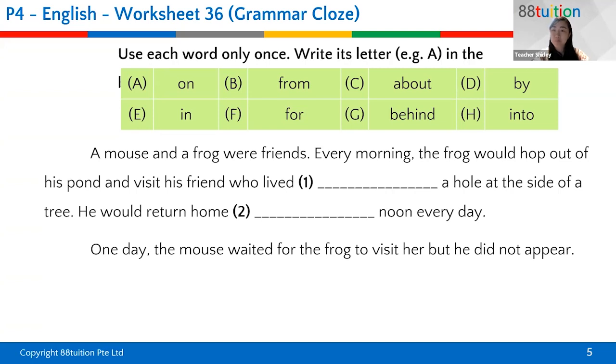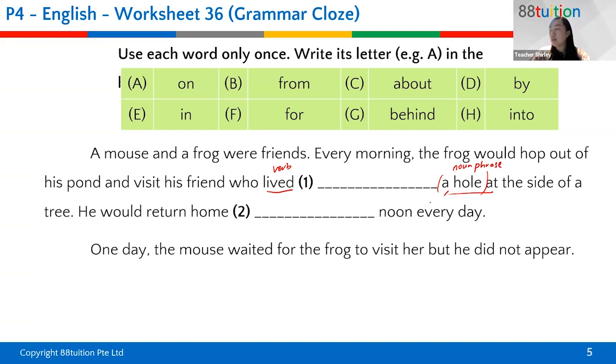Jara, please. A mouse and a frog were friends. Every morning, the frog would hop out of his pond and visit his friend who lived on a hole at the side of a tree. Okay, let's pause here for a while. Now, most of these words are actually your prepositions. In this case, lived is a verb. A hole is already a noun. It's actually a noun phrase.